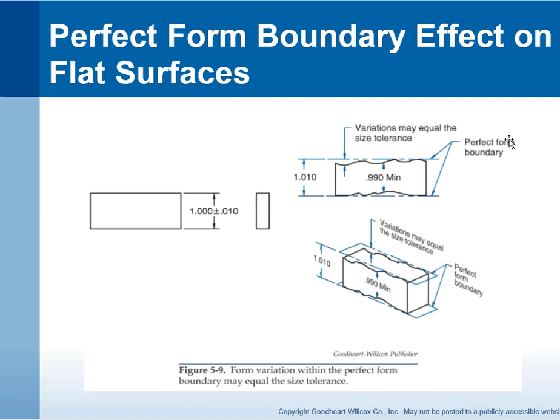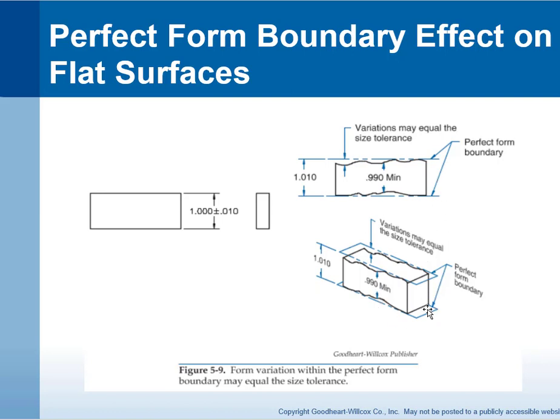So what we're showing here is the perfect form boundaries. Okay, so if that part is at that size, the maximum material size, it needs to be perfect to fit within the boundaries. So variations may be equal to the size tolerance, but if you had any variations outside the size tolerance, then the part is no good.